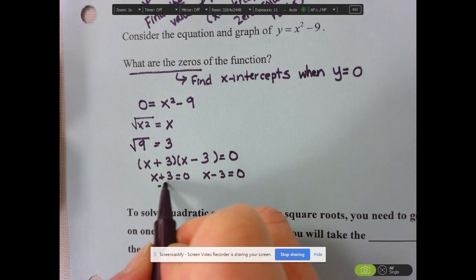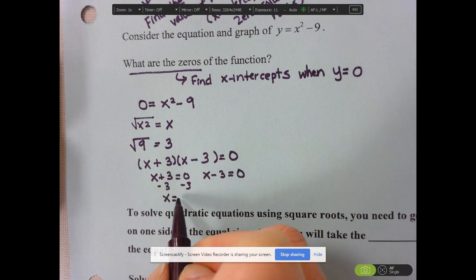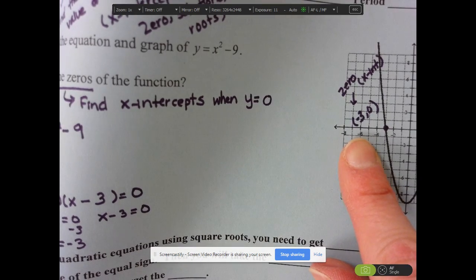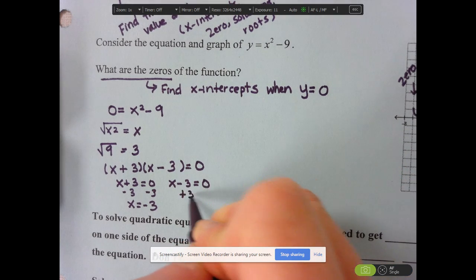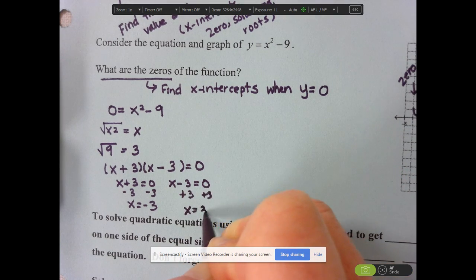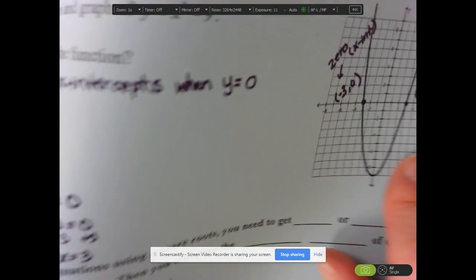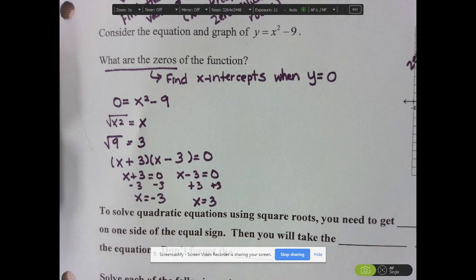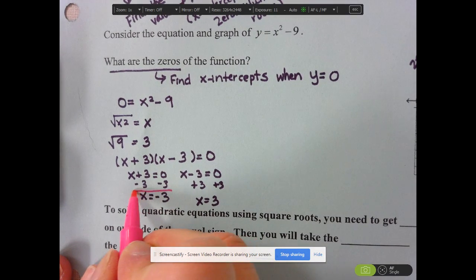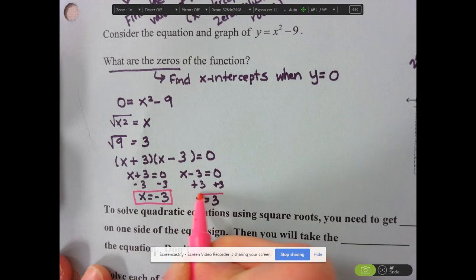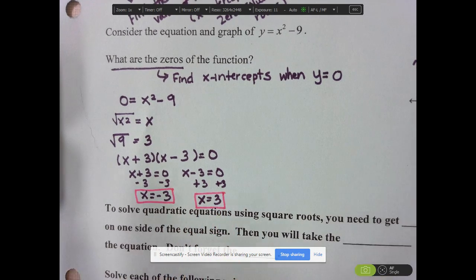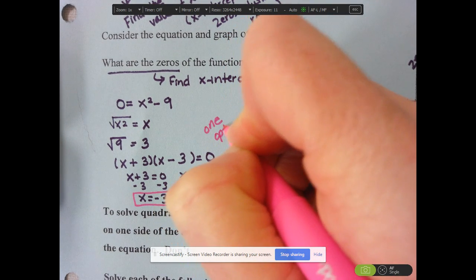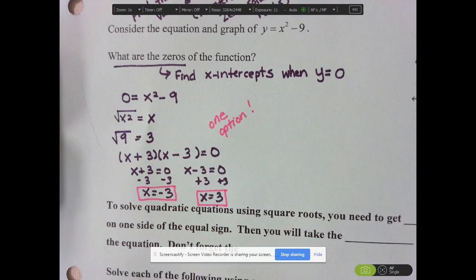We'd subtract 3 from both sides. And I'd see one of my zeros is -3. Cool, that corresponds to this guy over here. I would add 3 to both sides. And I would see that x equals 3, which again, cool, corresponds to this guy. And hey, I have my zeros. So this method is one option. I'm going to show you another option today on how to solve this.